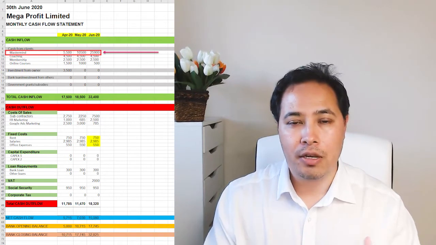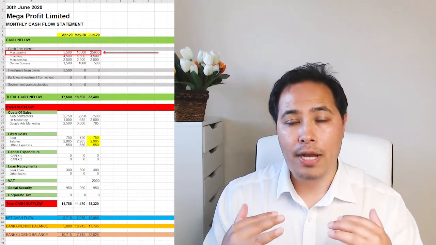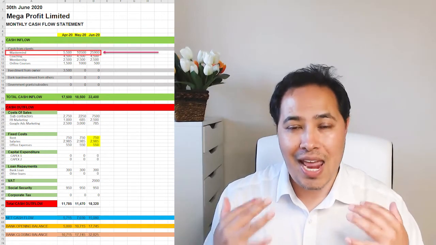Is your cash inflow increasing or decreasing? Although a business may have received cash from other sources such as investment from owners, bank loans, and government grants, the main focus here is on cash collection from clients. In this example for Mega Profit Limited, you can see cash received from Mastermind program is way bigger than any other product lines. Now, wouldn't it make sense for this business to concentrate and focus its time, money, and energy on getting new Mastermind clients? Now you can see by analyzing cash flow statement, you can use this information to make smart commercial decisions.